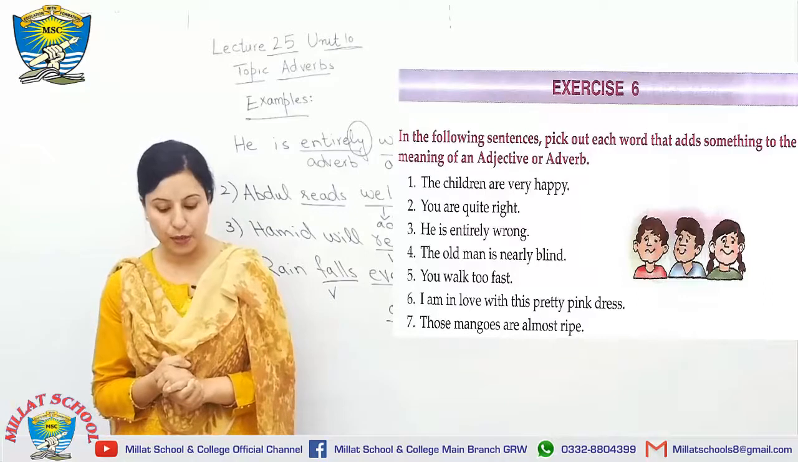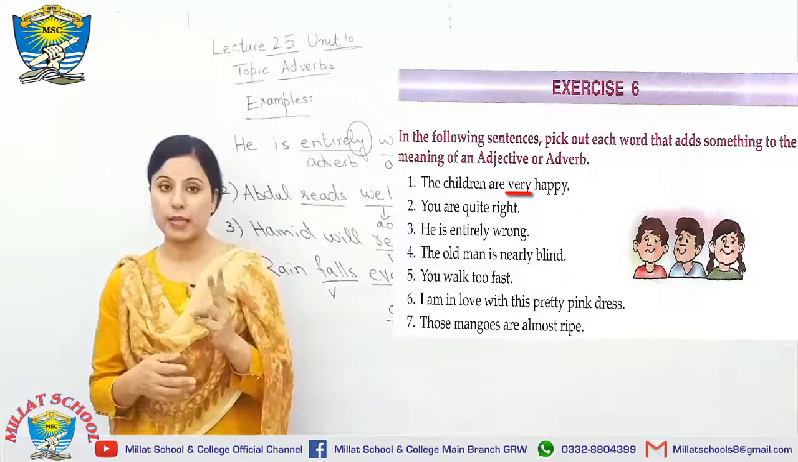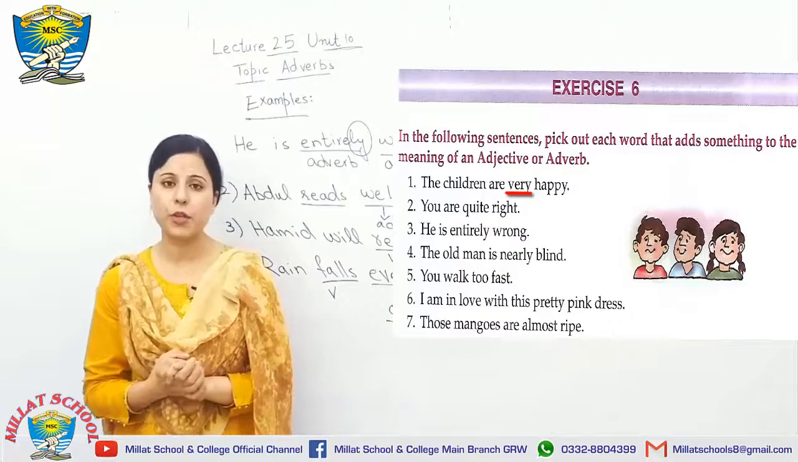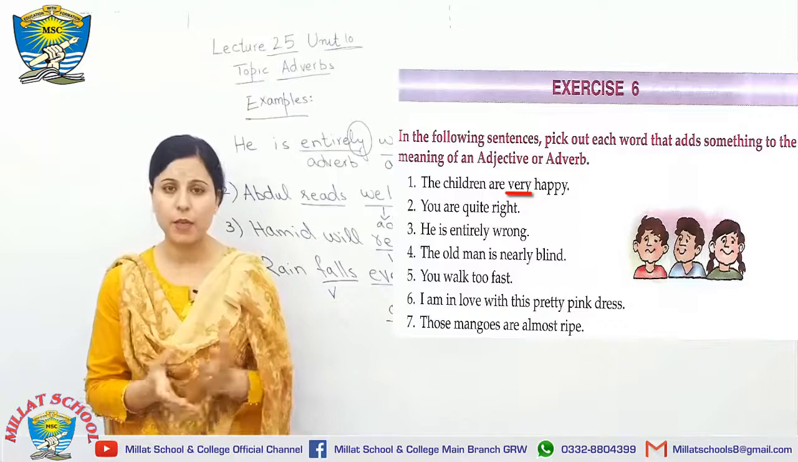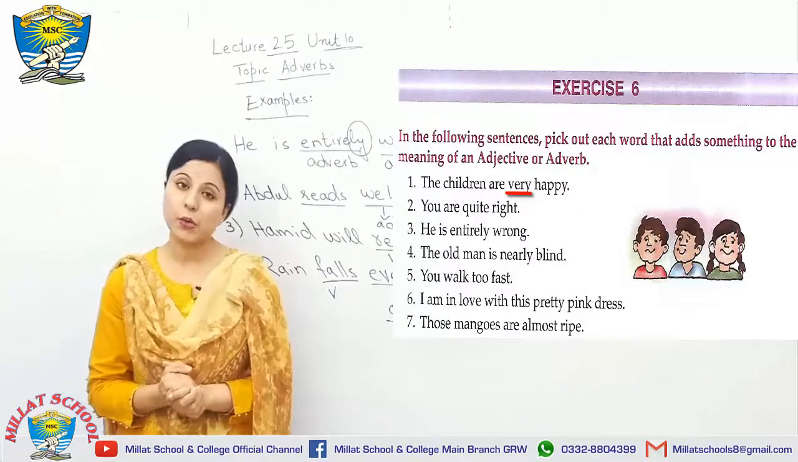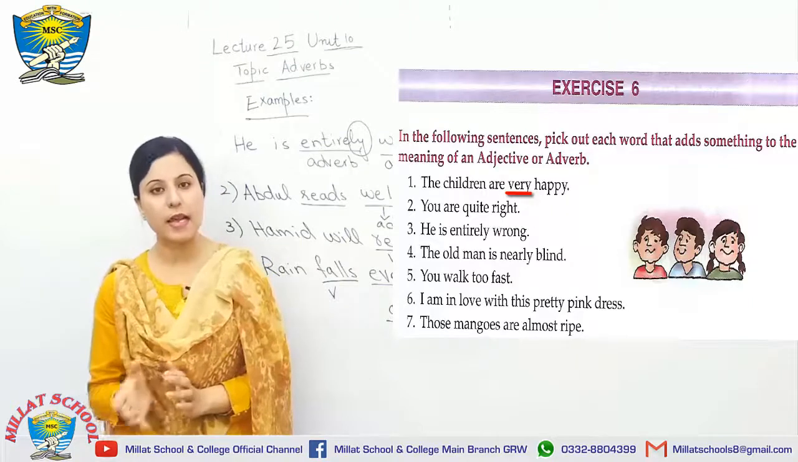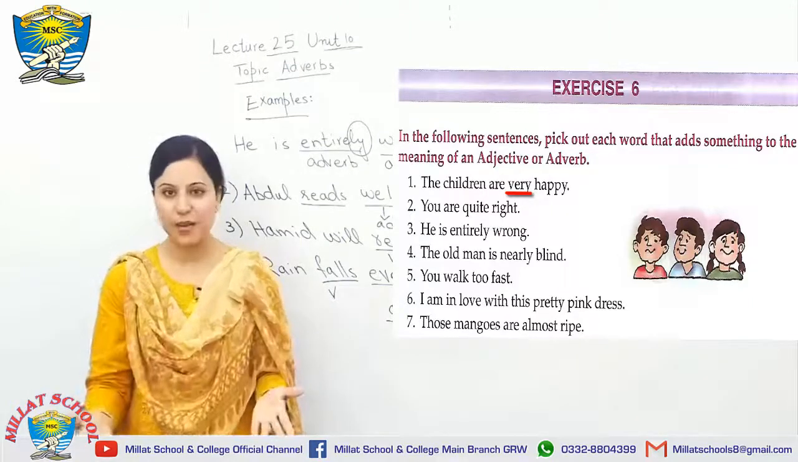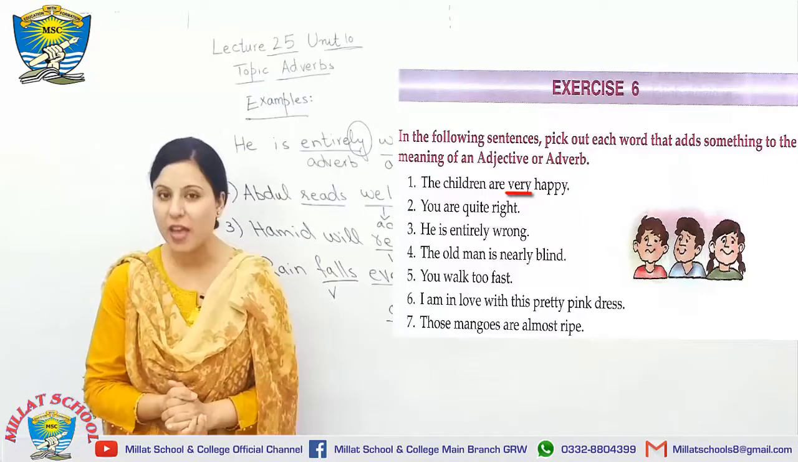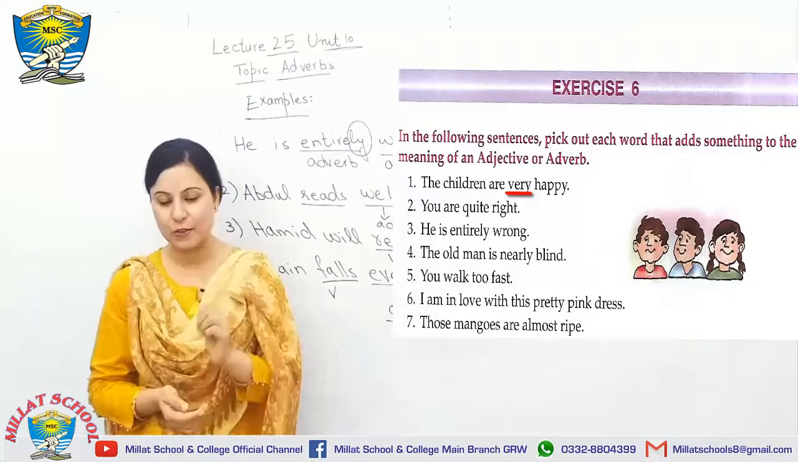Let's see number 1. The children are very happy. There are two things. We can say that the children are happy, and we can tell the manner of the children's behavior. But we will use one thing here, that is, very happy. If happy is their adjective, we are going to add some more meaning to it, that is, very. Exactly, you got it. Underline the word very. This is your adverb.